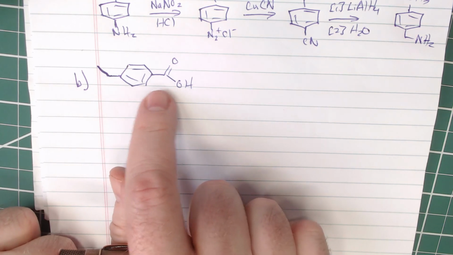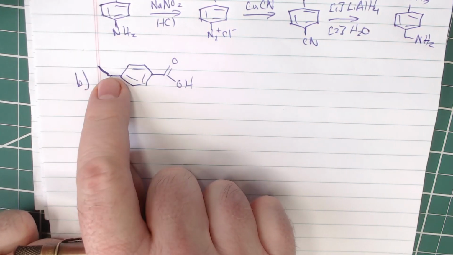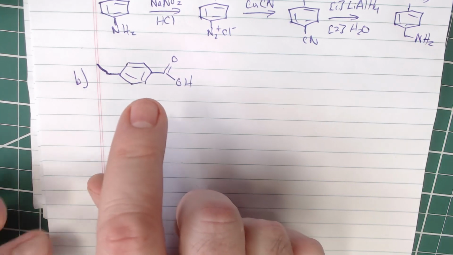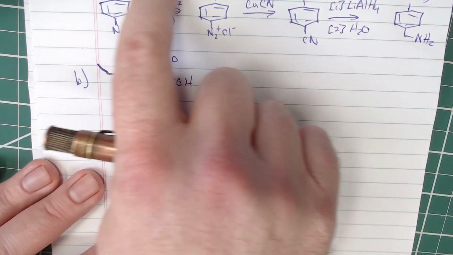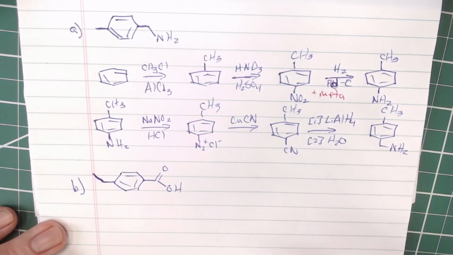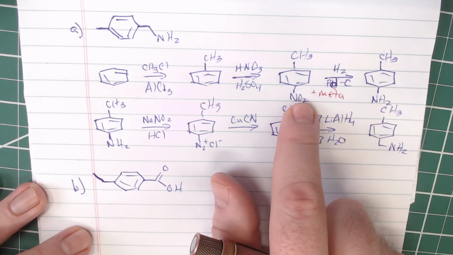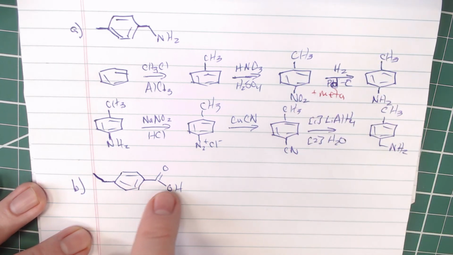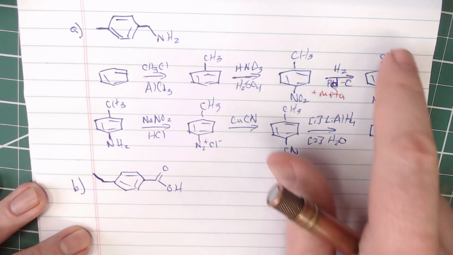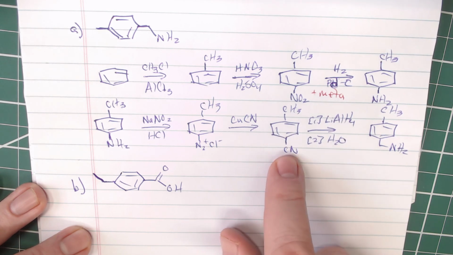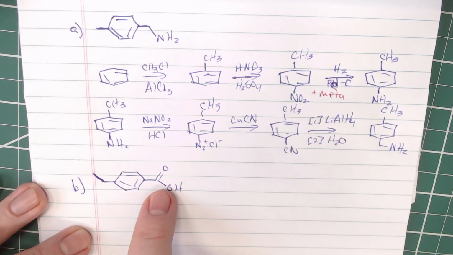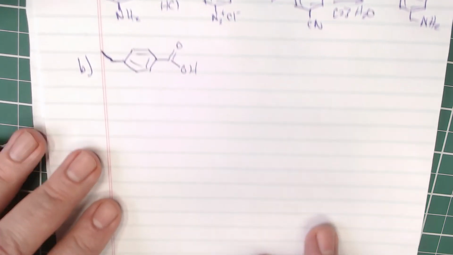We've got this benzoic acid with an ethyl group in the para position. So again, I think a similar methodology to what we did up here: get an alkyl group on there to begin with, do the nitration, convert it into the diazonium salt, and then use that diazonium salt to convert into this carboxylic acid. If we use a similar methodology and go all the way to a nitrile, where we have an ethyl here, we can do hydrolysis of the nitrile, and that will give us that carboxylic acid. So that's the approach I'm going to take with this one.